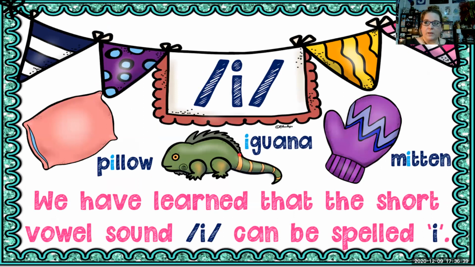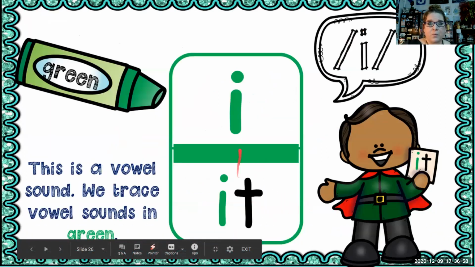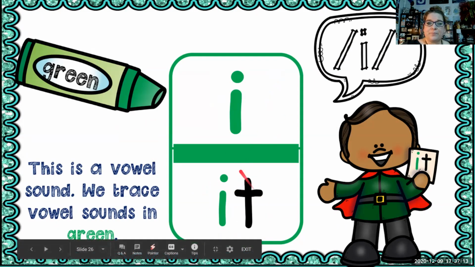So we have learned several different ways that the vowel sound can be spelled. We've learned that the short I vowel sound can be spelled mostly with the letter I, like in the word it. And look, it has this huge power bar, which tells us that this is the most common way to spell the I sound in the word it.